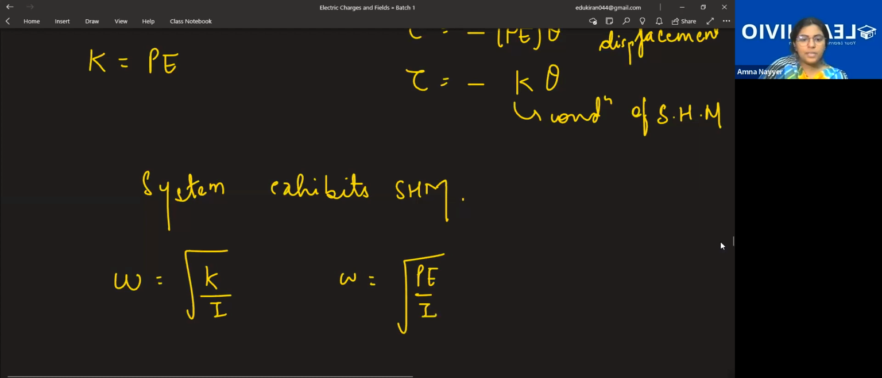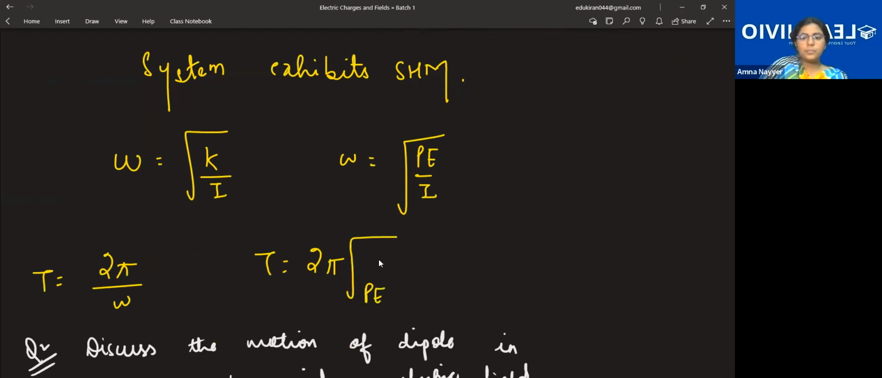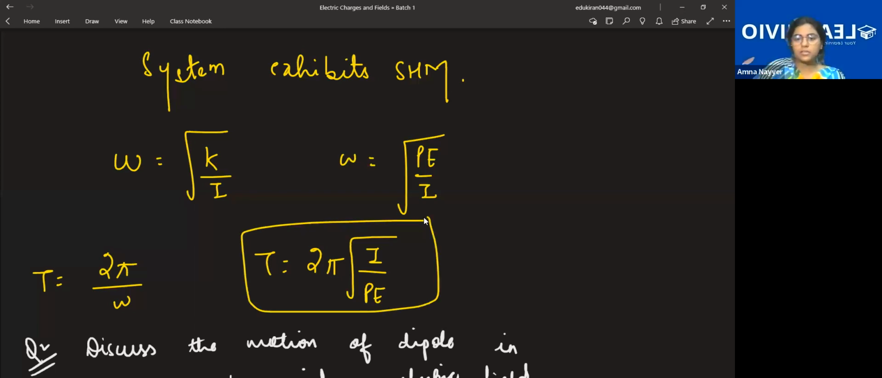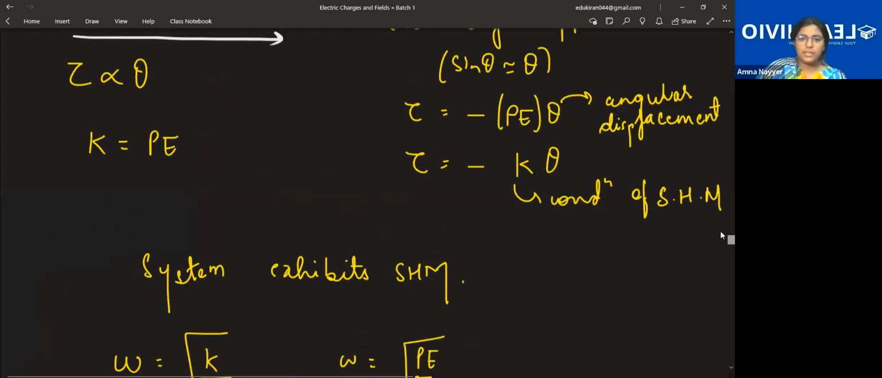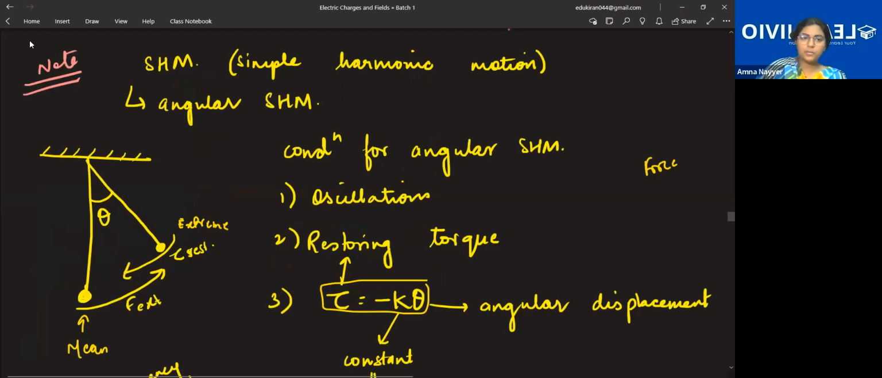What is the time period equal to? Time period is equal to 2 pi by omega. So time period will be equal to 2 pi, and omega is under root PE by I. So 2 pi under root I by PE is the time period, and this was the thing you had to calculate. Write it quickly from here. Make a note point first. This is from your class 11.